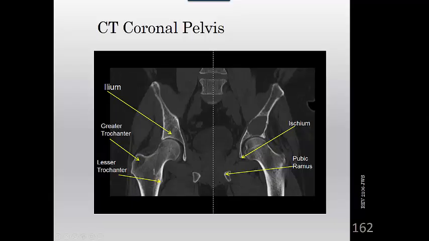All right, so that wraps up our look at the GI system and male and female reproductive system as well. And we'll move on to some angiography studies of the belly next time.